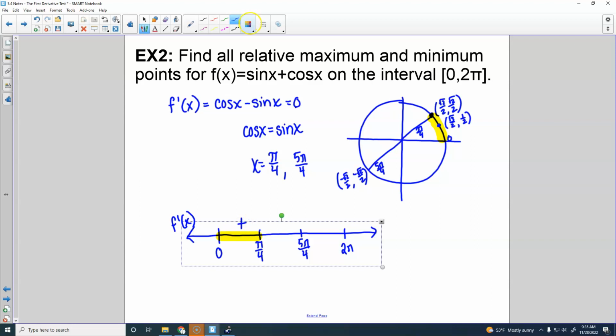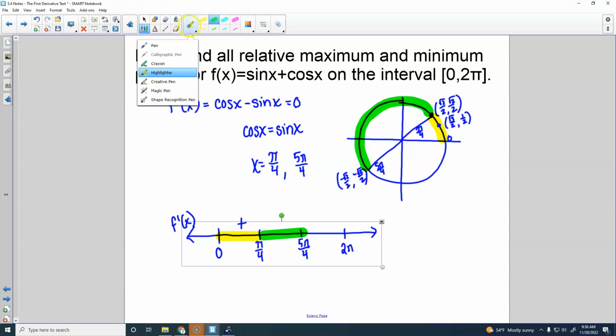So if we think about what's going to happen on the next section, pi over 4 to 5 pi over 4, we're looking at this part of the unit circle, right? I could pick lots of different points to plug in, or I could just reason through it. Something like pi over 2 would be good. I have 0, 1 at that point. So if I do cosine minus sine, 0 minus 1 at pi over 2, that would give me a negative number. So I'm going to be negative right there.